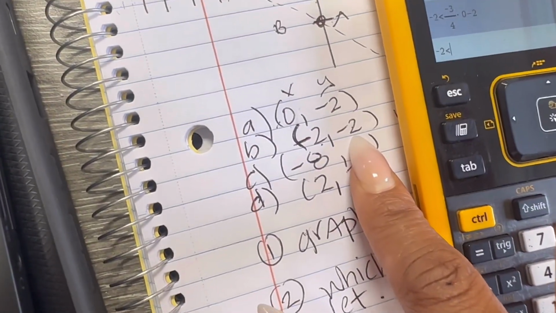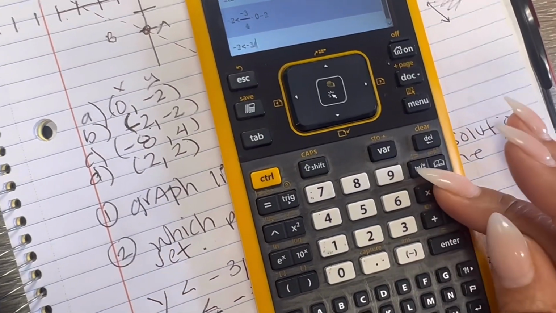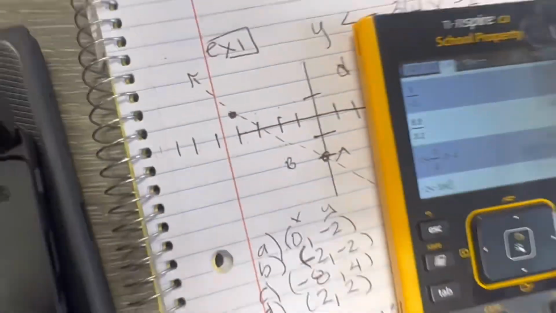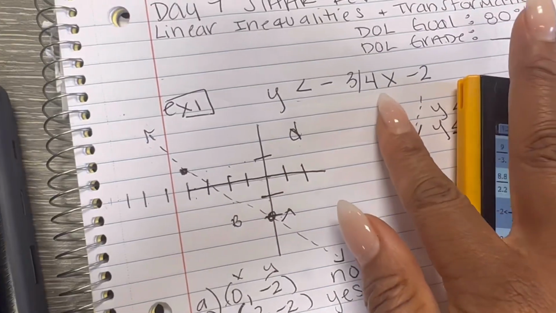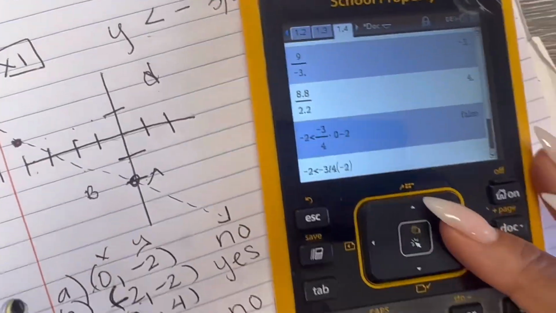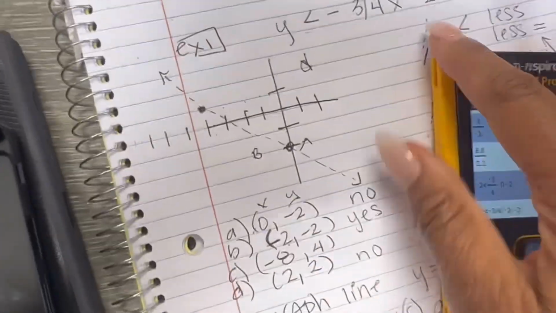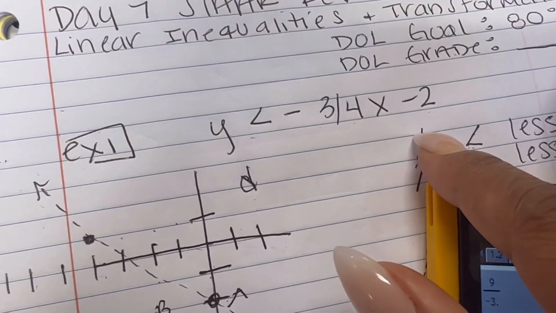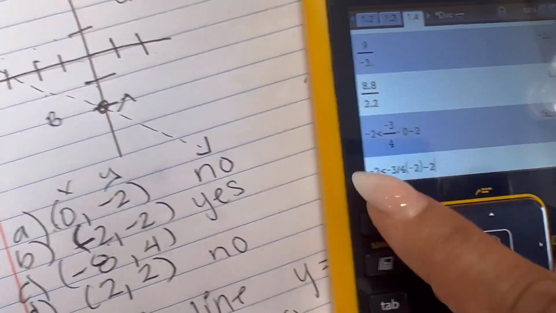Y, negative 2 is less than negative 3/4 x minus 2. Parentheses means times. So what is your x value? Your x value is negative 2, parentheses, minus this original 2 given, right? So negative 3/4 x minus 2. Negative 3/4 x times this negative 2 minus 2 gives you this negative 2.